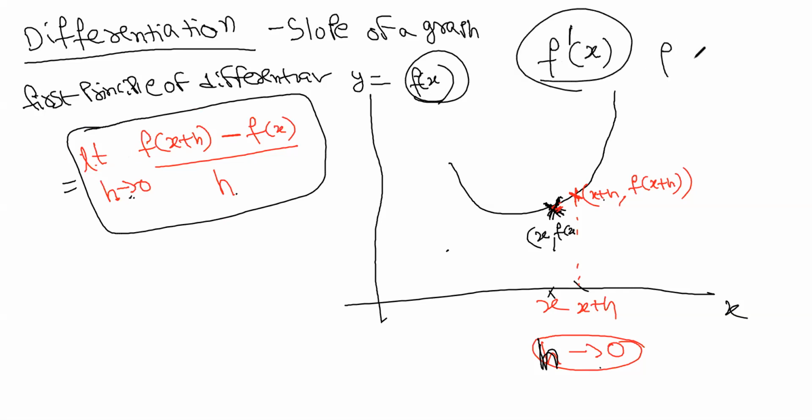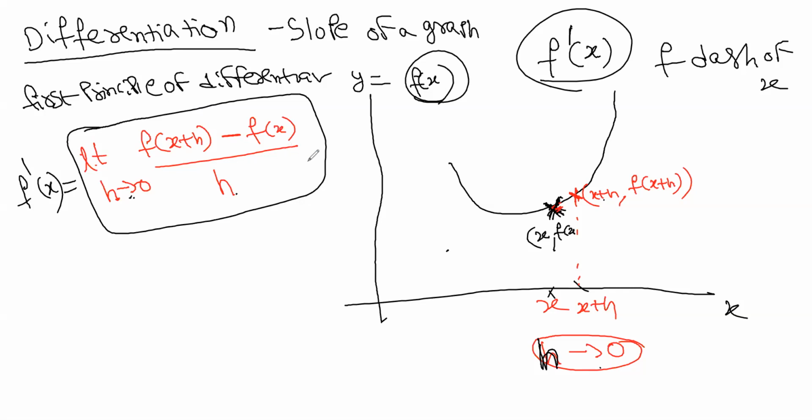It is read as f dash of x. It is called f dash of x. This is nothing but the differentiation, where you are applying the limit. That's why you studied limits before.